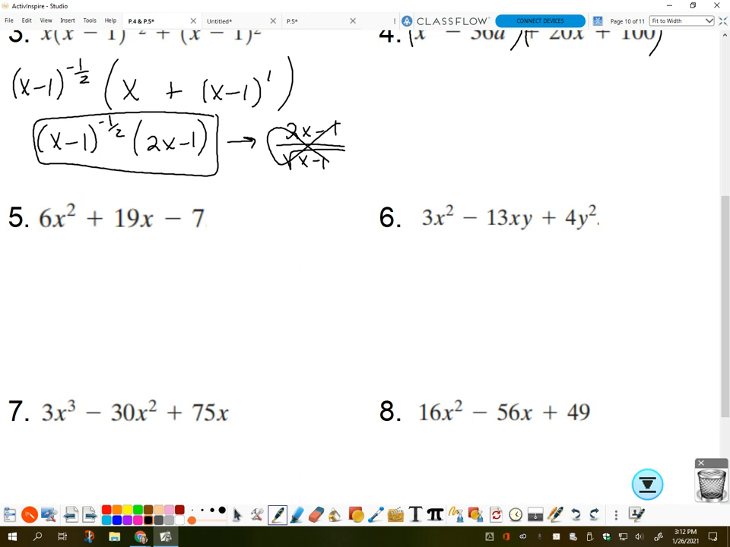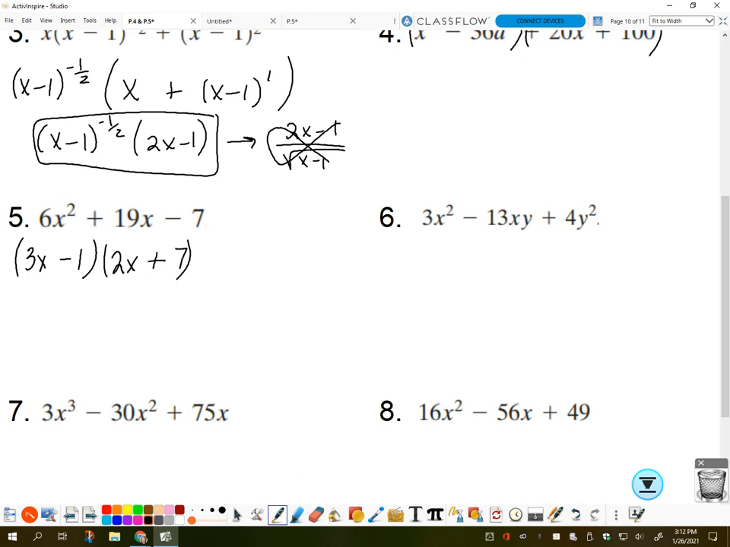We have 3 terms. I do not see a GCF, so we're going to guess and check. So let's see. Can I do 3 and 2? Maybe. And then I would have to do 7 and 1. But I need somebody negative, somebody positive. All right, so let's see if that works out. This is going to be 21 and negative 2. That does give me a positive 19.